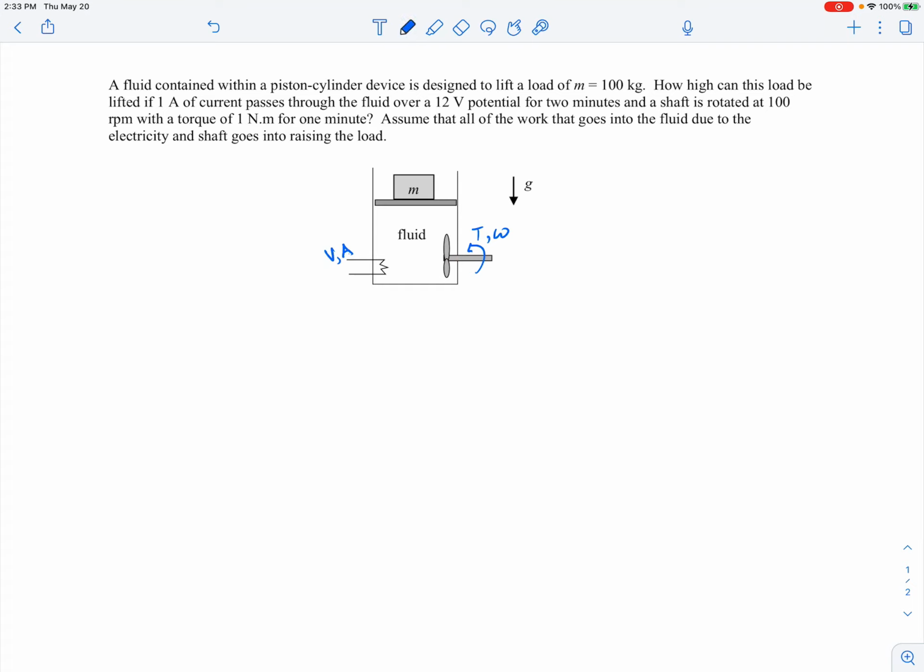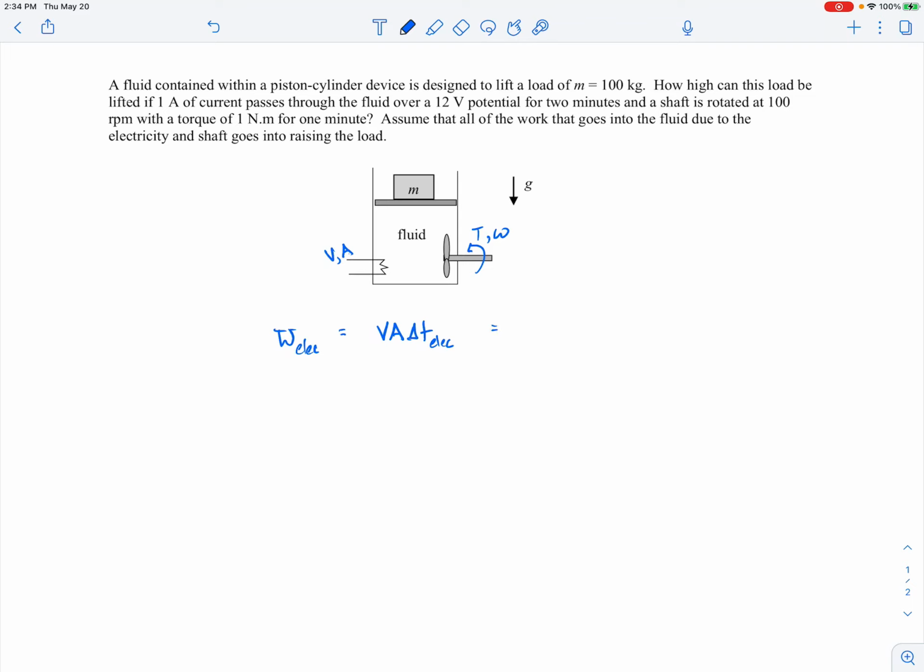So let's figure out the work due to the electricity first. So that work is going to be equal to the power multiplied by the time. So the power generated by the electricity is going to be the voltage times the amperage. So that's how you get power. And that power is a constant. We're told that this is just a constant 1 amp, constant 12 volts. It's acting over 2 minutes. So we'll call that time delta T, electricity. Okay, so that's the power.